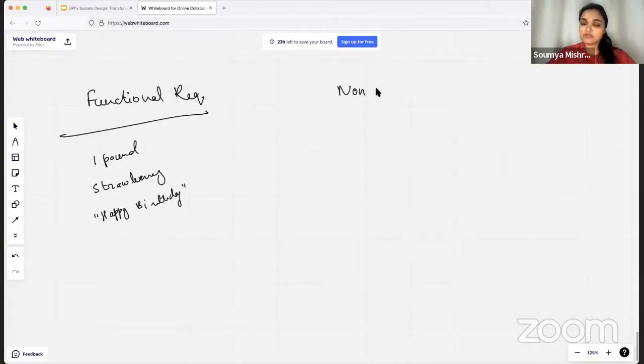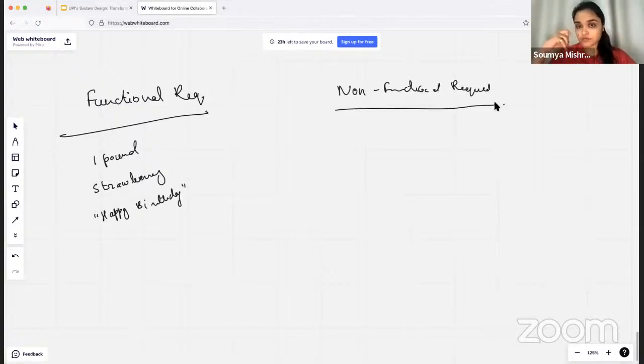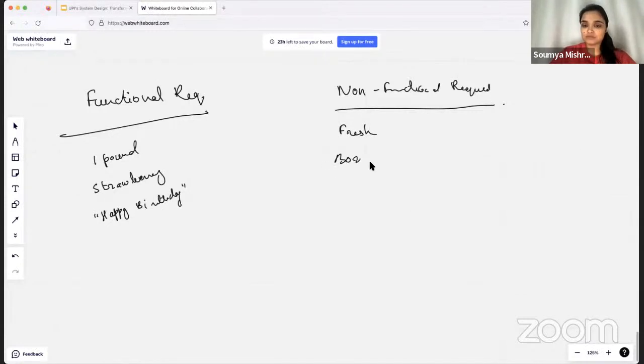But what are the non-functional requirements? Can anybody guess? What are some non-functional requirements when you're ordering a cake? Correct. The shape should be even, right? Even shape. Yeah. What else? Can I say that it should be fresh? Right? It should come in a box. These are some common sense things that should be there.